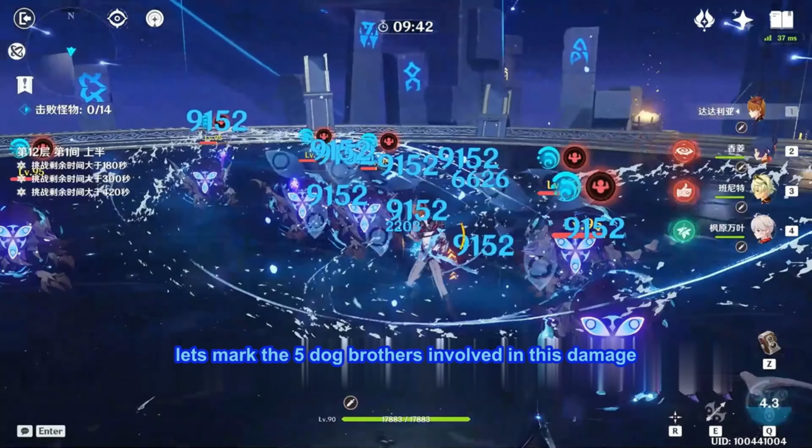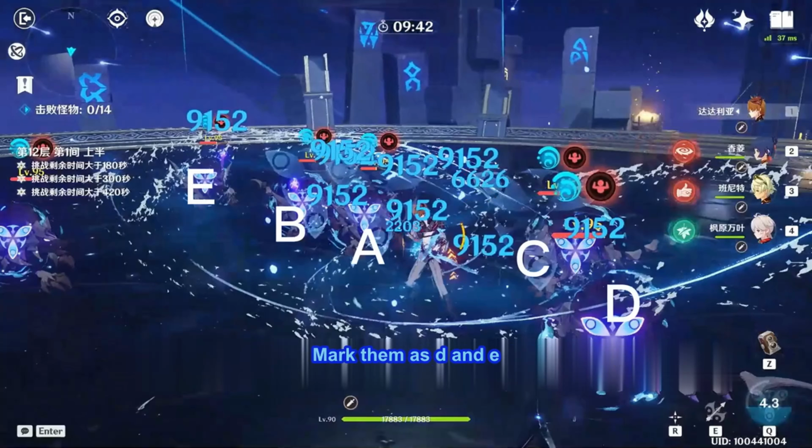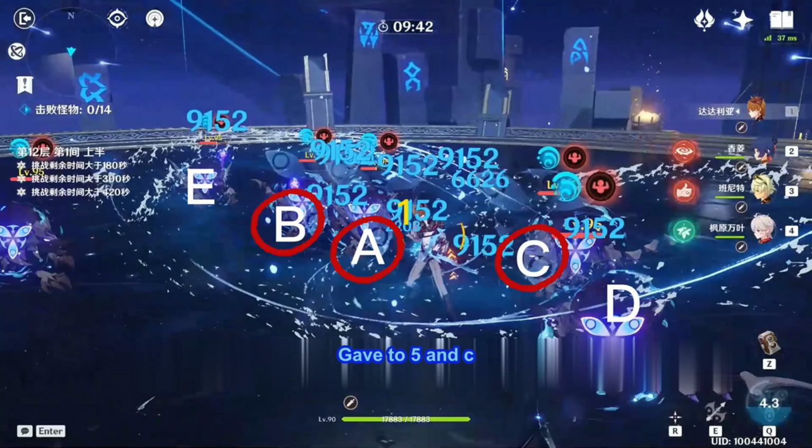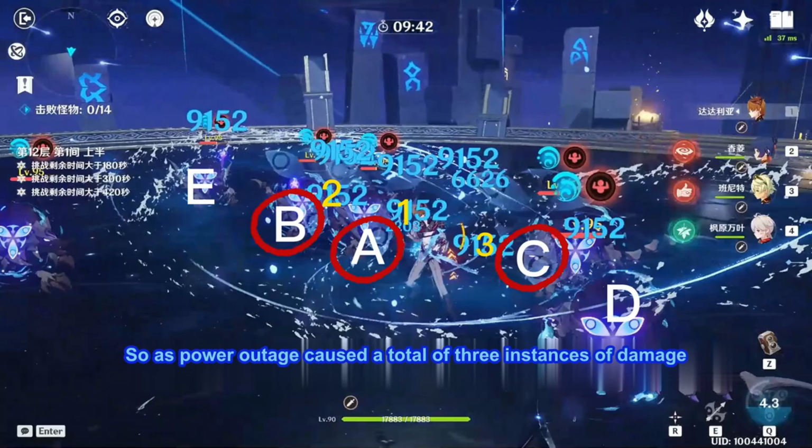First of all, let's mark the 5 monsters involved in this damage as A, B, C, D and E. B and C are more important, because the normal attack just hit these 3 monsters, A, B and C. So these 3 monsters all triggered flow flash at the same time. So let's start with A. The flow flash triggered by A caused damage to itself once, and to B and C, because they are all within a radius of 3 meters, also caused damage once. So A's flow caused a total of 3 instances of damage.